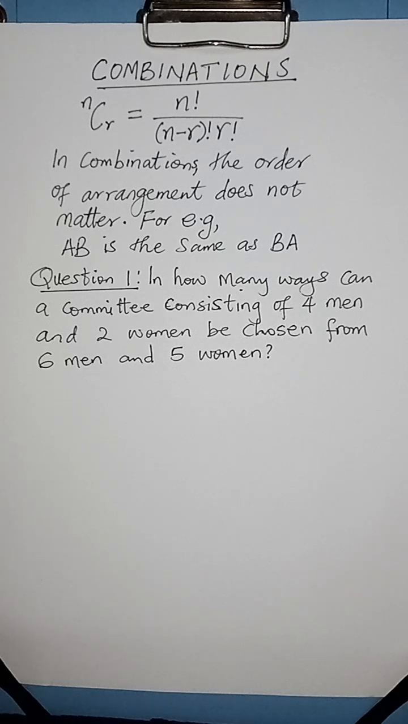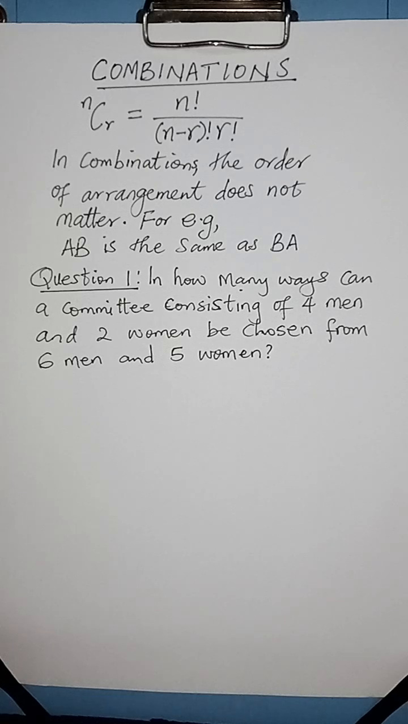Now, when do we use the combinations formula as against permutation? It is when the order of arrangement does not matter. For example, in this case, AB is the same as BA. But that is not what happens when we talk about permutation. In permutation, AB is not the same as BA.